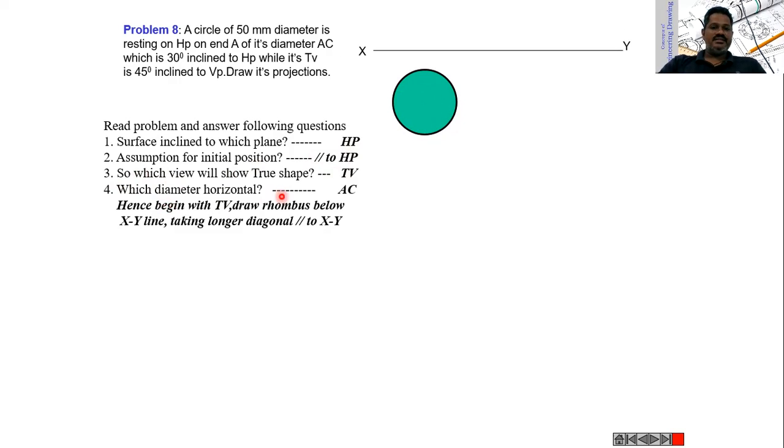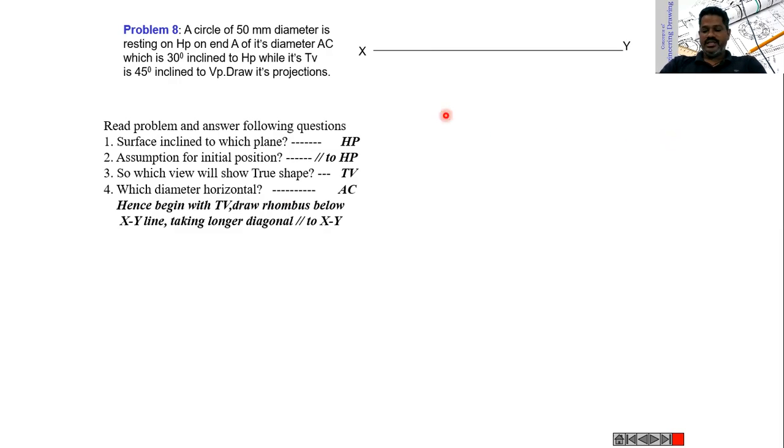Then twist the diameter of this circle and locate AC on the top view. Then twist the diameter at an angle of 30 degrees with HP. Then draw the projections. Then its top view makes an angle of 45 degrees with VP. This is the third step.